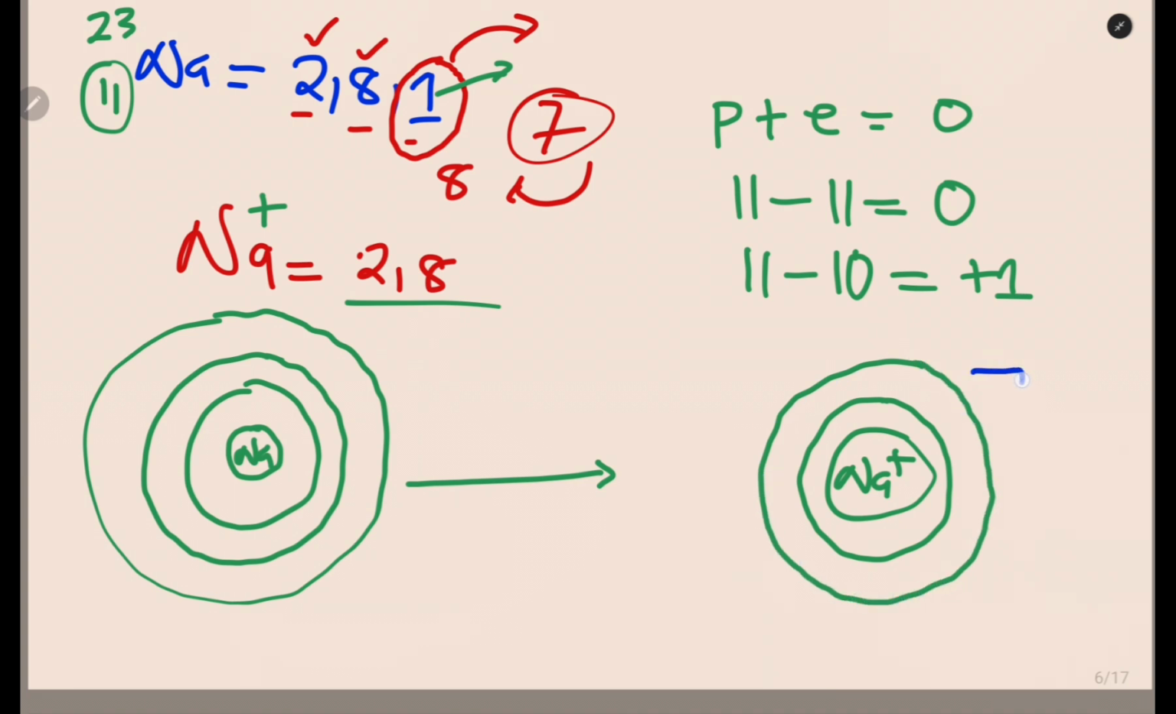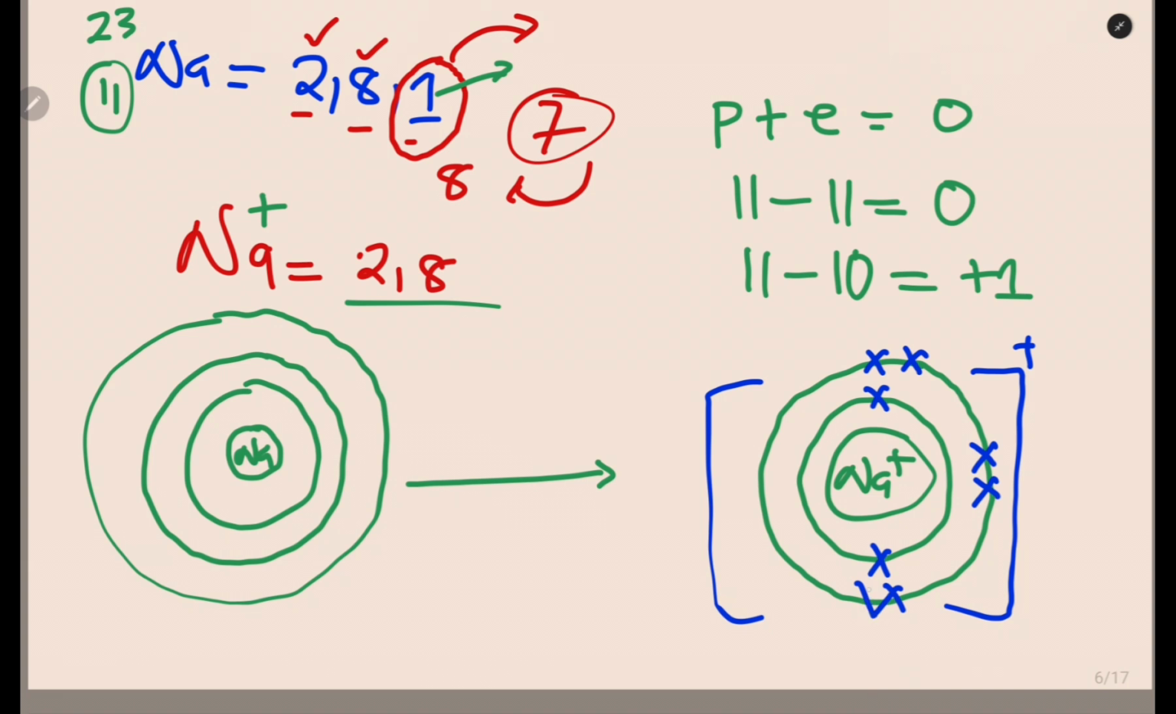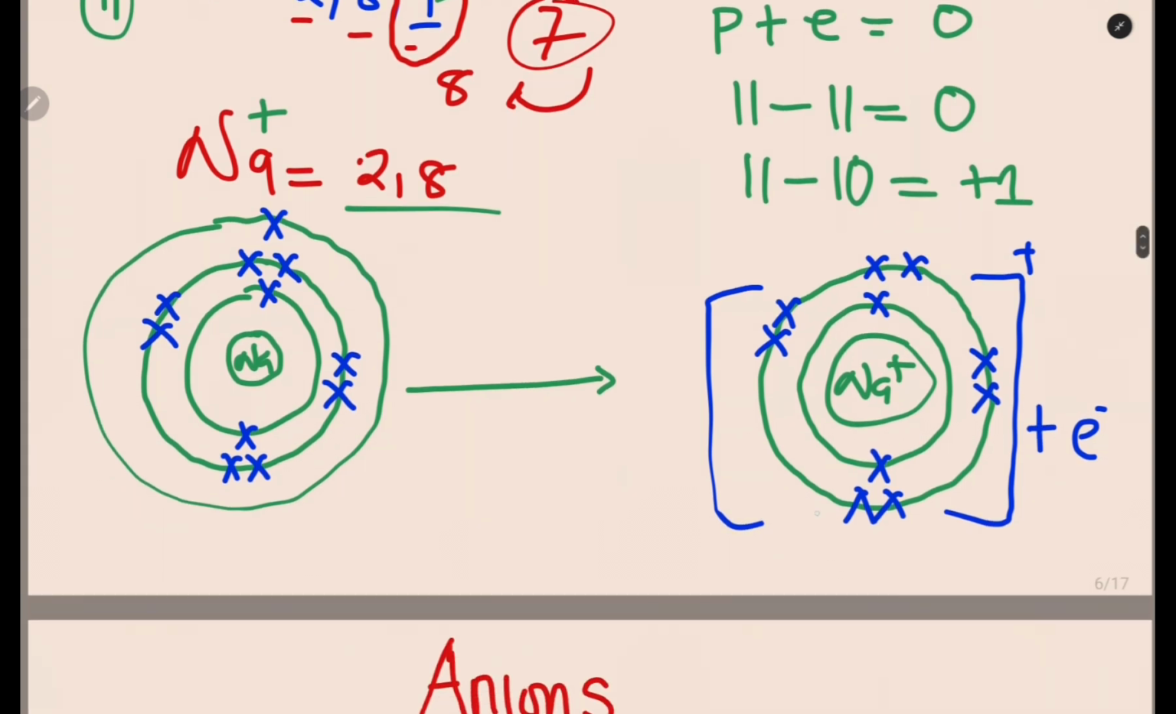Then I can put this one in advance in this form. So positive on top. Electrons, electrons, electrons. Okay, like this. Then this one like this. No, just have 1 on the outside, then plus electrons. So that is how you present it.